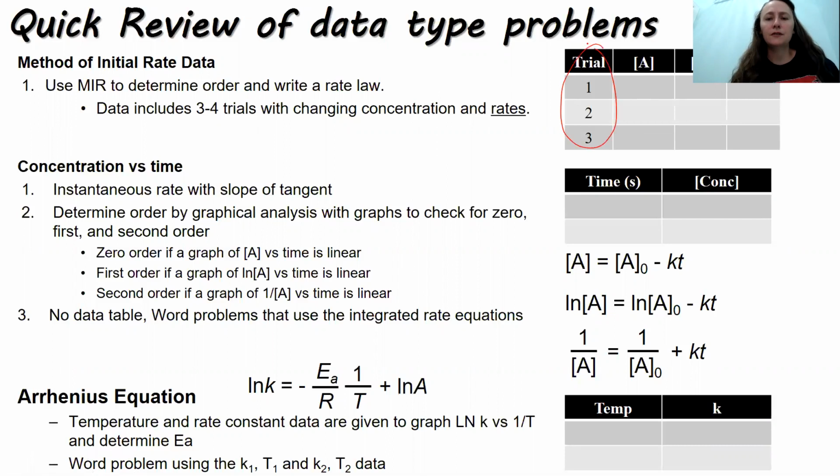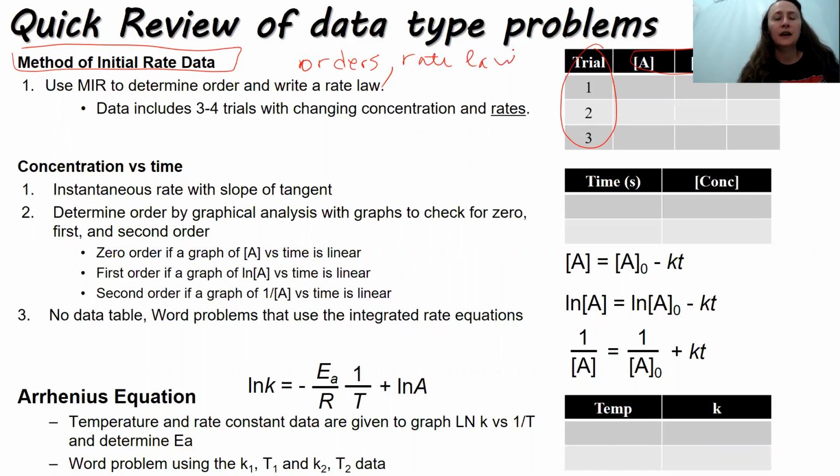You have trials 1, 2, 3, and 4, where the concentrations were measured and the rate was measured, and technically it's the initial rate. And that is when we use the method of initial rates to find the orders of reaction to write a rate law. So typically, in this question you're solving for orders, a rate law, and also you could be asked the value of K.